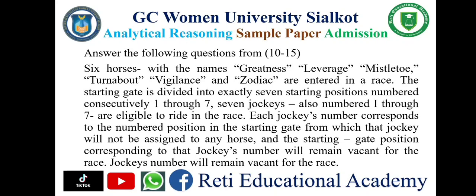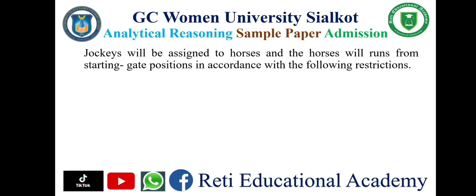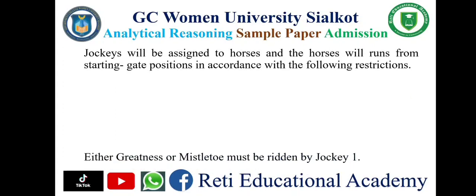Each jockey's number corresponds to the numbered position in the starting gate. One jockey will not be assigned to any horse, and the starting gate position corresponding to that jockey's number will remain vacant for the race. Jockeys will be assigned to horses and the horses will run from starting gate positions in accordance with the following restrictions.